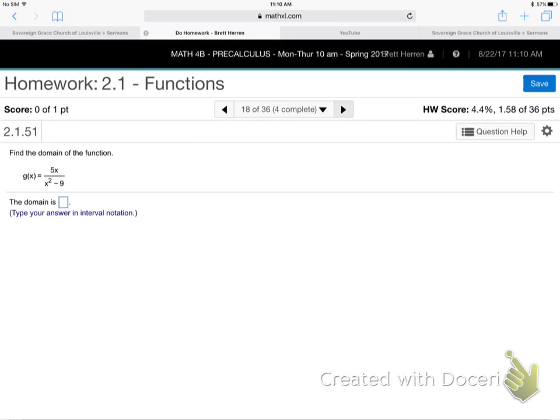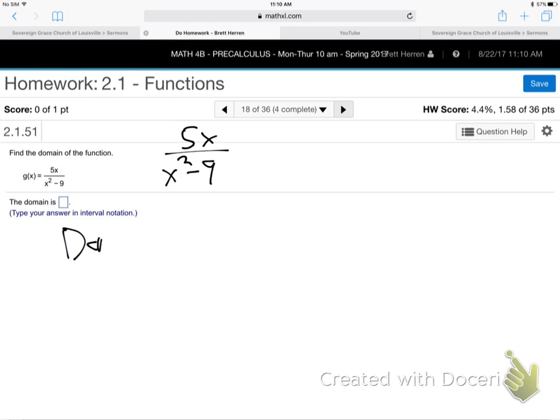Okay, so try that one. We got 5x over x squared minus 9. So try that one. Same thing. We don't even care about the numerator, do we? Everybody good with that? You remember how we do domain?